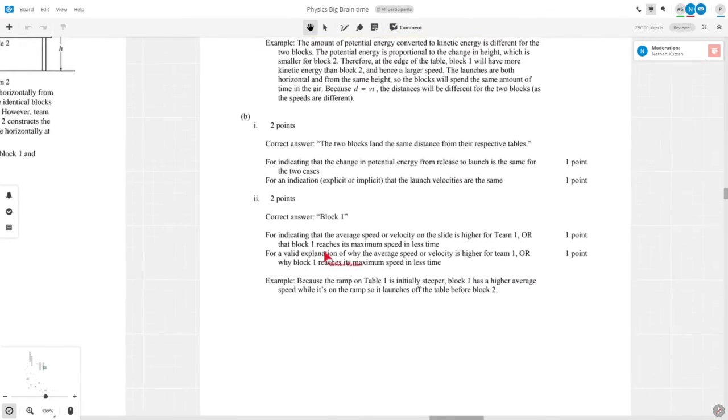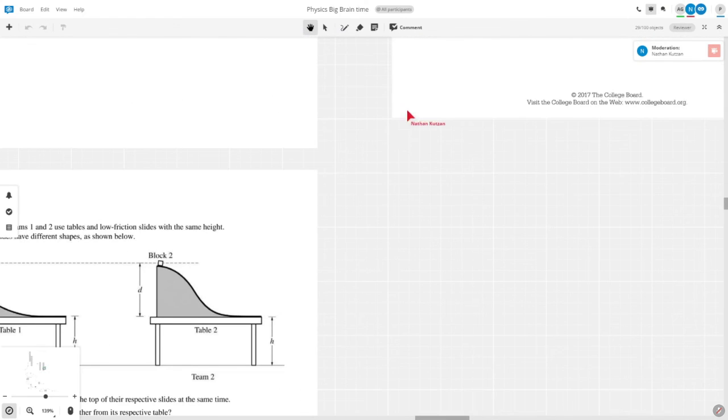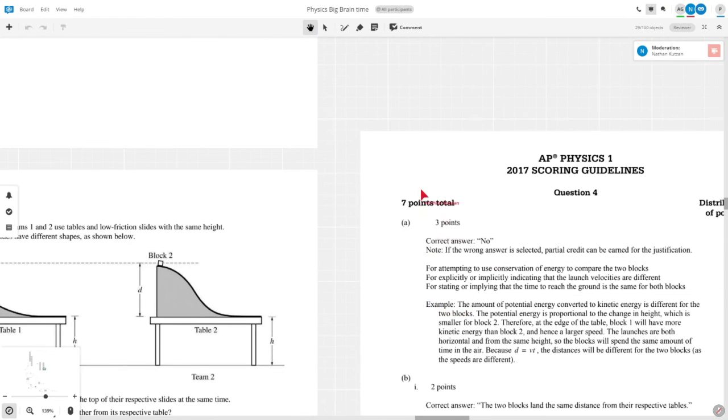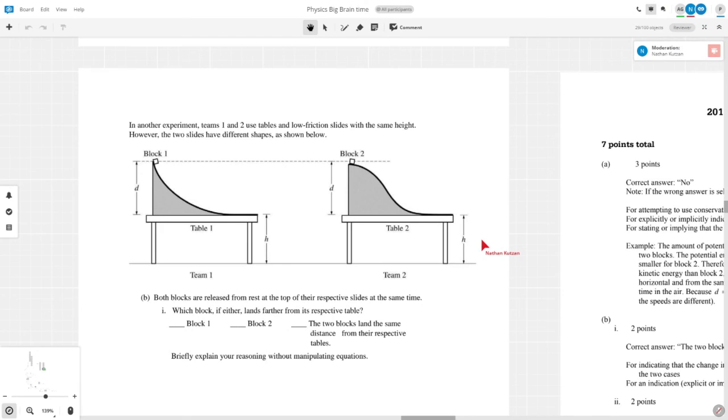All right, so the second question. I have to move this down, since all the answers are on one page. All right, so the second question was they have different shapes, so which one lands farther from their respective table? The correct answer was the two blocks land the same distance.